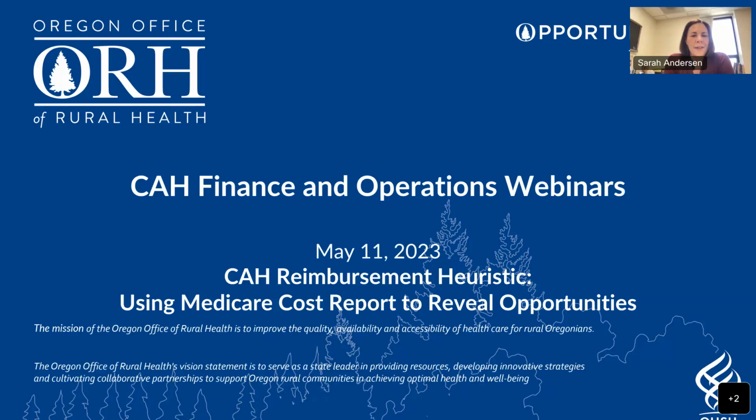All right. Well, hello, everyone, and welcome to the fifth in our series of 10 webinars that the Oregon Office of Rural Health is hosting, focused on critical access hospital finance and operations. Today's webinar is CAH Reimbursement Heuristic using Medicare Cost Report to reveal opportunities. I'm Sarah Anderson, and I'm the Director of Field Services at the Oregon Office of Rural Health. And I'm joined here today by another staff member, Stacy Rothwell, who is our Quality Improvement Program Manager.